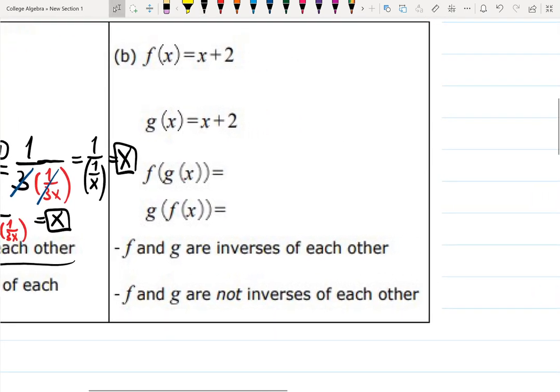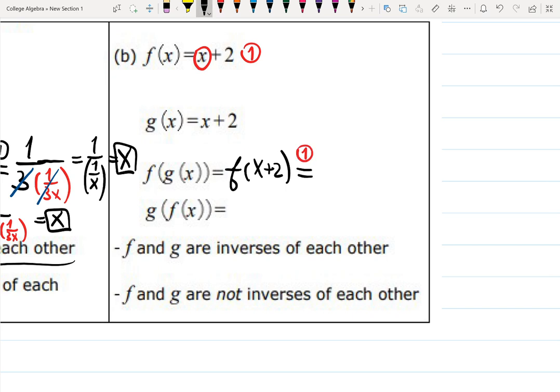Let's check the same thing for the two other functions, x plus 2 and x plus 2. So f at g of x, at x plus 2. Everywhere I see input, it's over here in my f function 1, so I'm going to use 1. I will plug in x plus 2. So I have input plus 2, but I need to plug x plus 2 where I see input. So it's going to be x plus 2 and then plus 2. So again, I just plugged in my x plus 2. That is x plus 4.